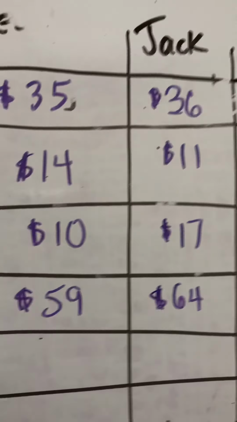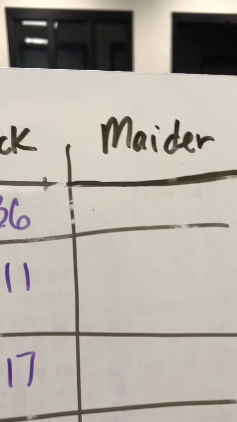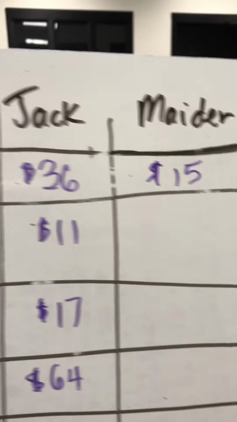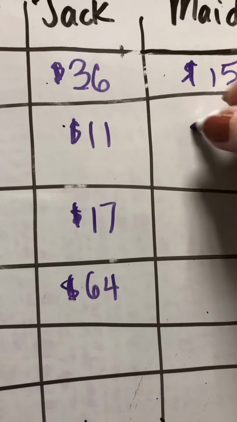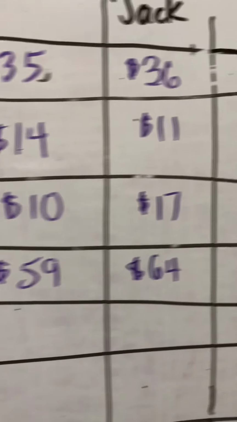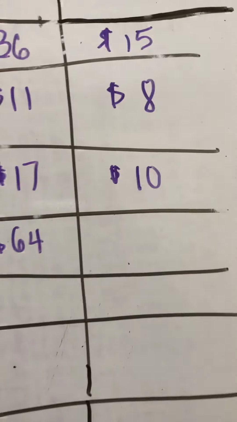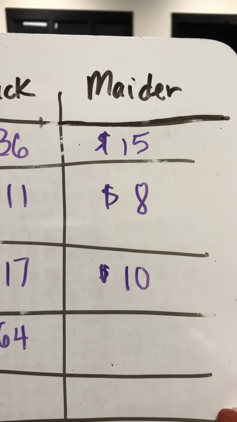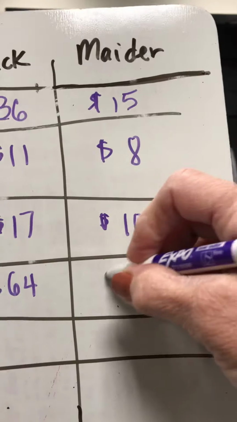And Miter, what did you bid for the COVID? 15. What did you bid for the notepad? 8. And what did you bid for the candy? 10. All right. And what's your total bid there? 33. Okay.